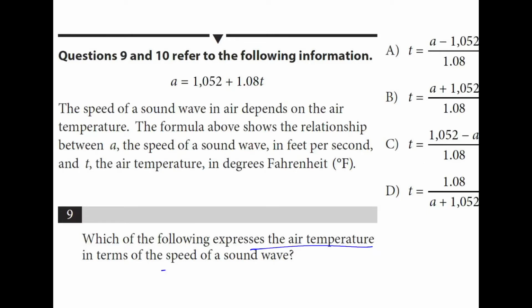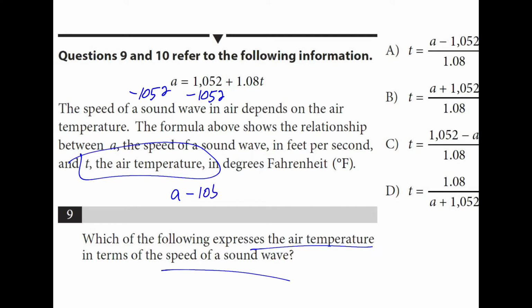Air temperature in terms of the other variables. So which one is air temperature? That's T. So I'm taking my original equation, I'm solving it for T. I'm trying to get T by itself. So I will subtract 1052 from both sides first. And now I have A minus 1052 is equal to 1.08 T. So I'll divide by 1.08. So my answer will be A minus 1052 divided by 1.08.